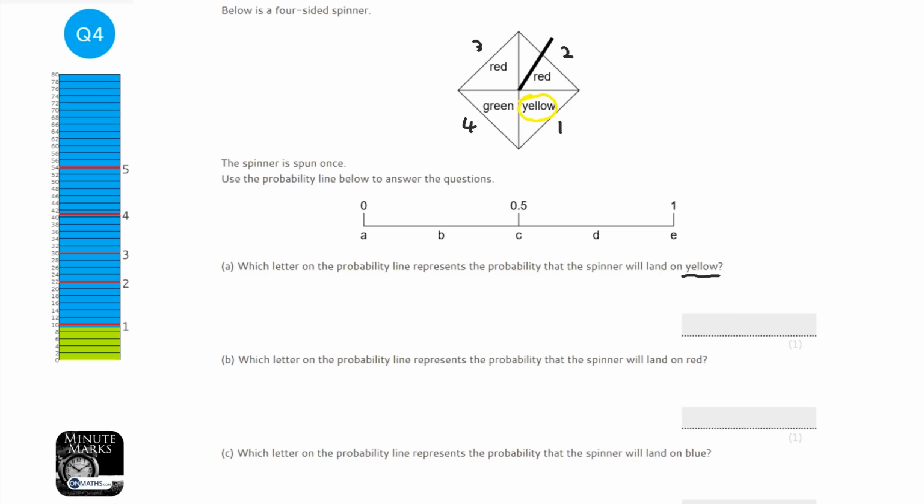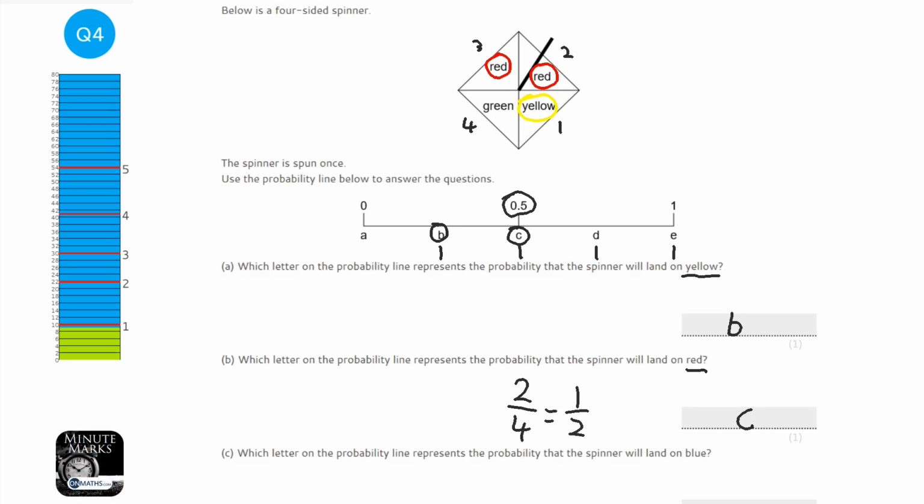So if you have a look at how many notches this number line has, well, we don't count the first one, so we've got 1, 2, 3, 4 notches. So each one of those notches is going to be a quarter. So 1 quarter will be at B. Which letter represents probability of landing on a red? So we have 2 reds there. So that's going to be 2 quarters. So we've got 1 quarter and 2 quarters would be at C. Now 2 quarters is the same as a half, which is what the 0.5 there is.